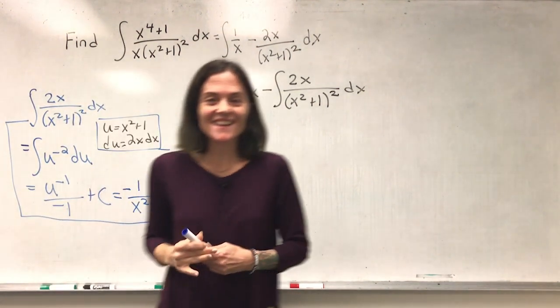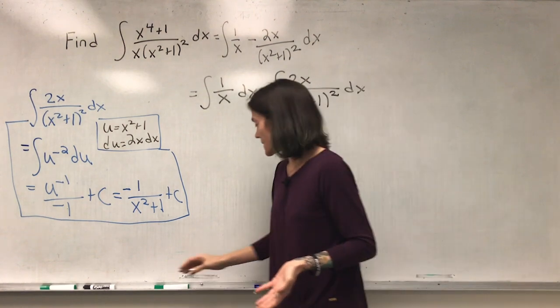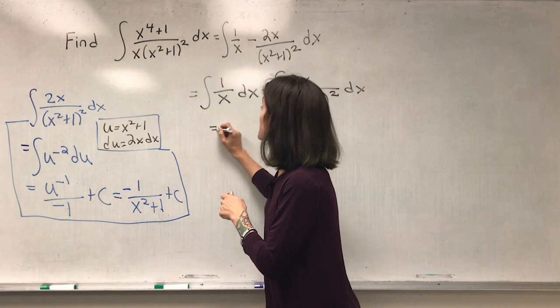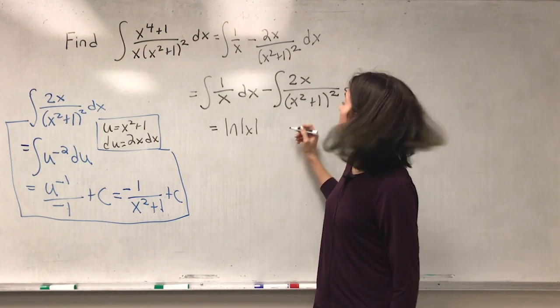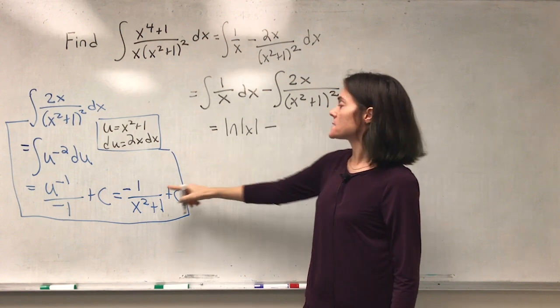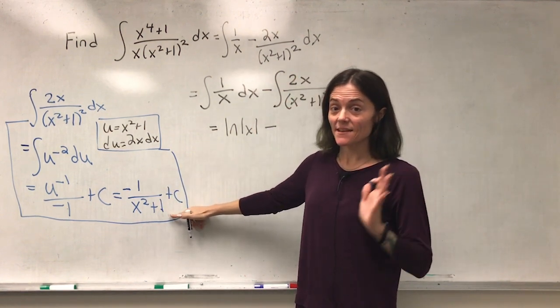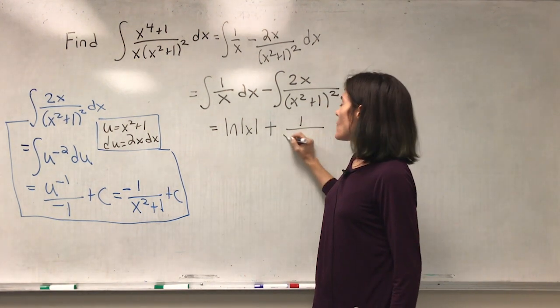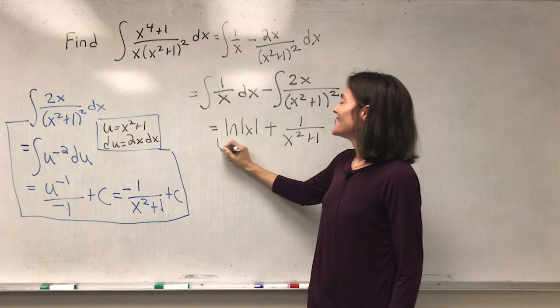All of this is the calculation of this second integral. Well, now that I have that calculated, I can just finish the problem here. This is ln, as I mentioned, absolute value of x. And then we have minus, well, this integral. This integral is negative already, so this becomes a plus. We have 1 over x squared plus 1 plus c.